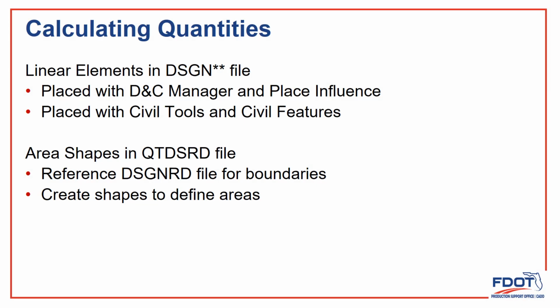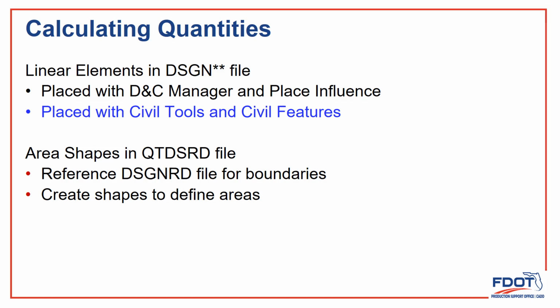Let's quickly review where our quantity information is located in our design files. As we discussed earlier, all linear and each elements belong in the DSGN files. The DSGN design file can be in whichever discipline you're working in, RD for roadway, SP for signing and pavement marking, etc. The lines and shapes and cells that make up your design are more than just graphical elements, though. When we place those elements with D&C Manager and Place Influence, or with Civil Tools and Features, those lines, shapes, and cells all have extra quantity information stored on them. We can then report on that information to generate our quantities.